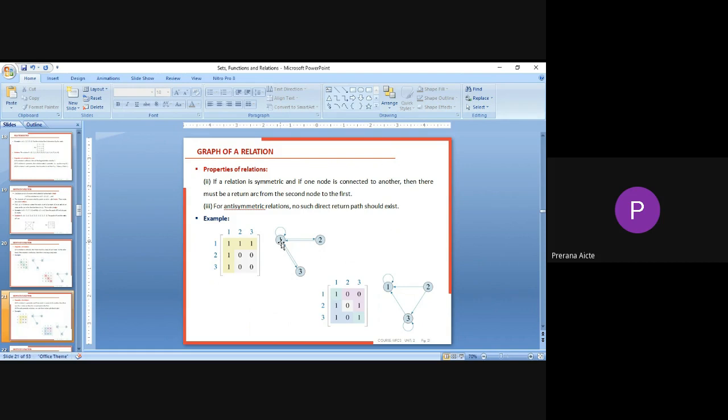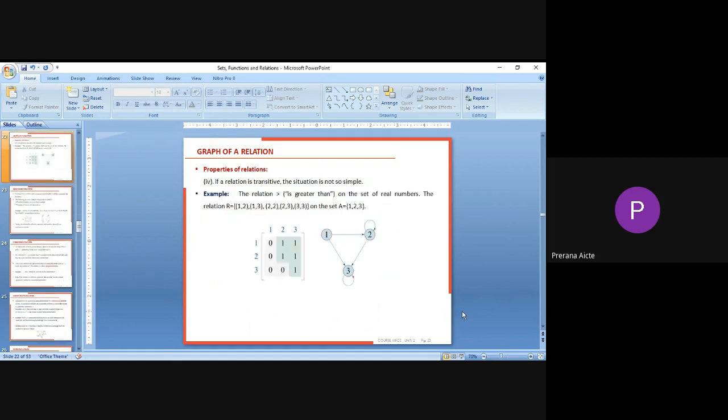And suppose we have the edge (1,2) but we don't have the edge (2,1), then it is following the anti-symmetric property. So here this diagram follows that particular rule, so it is a symmetric relation. And coming to this one, it is not following that property, it is following the anti-symmetric property. So next, the fourth property that we can observe is, if a relation is transitive, then the situation is not simple.